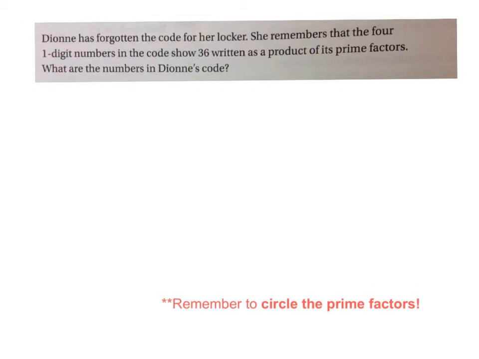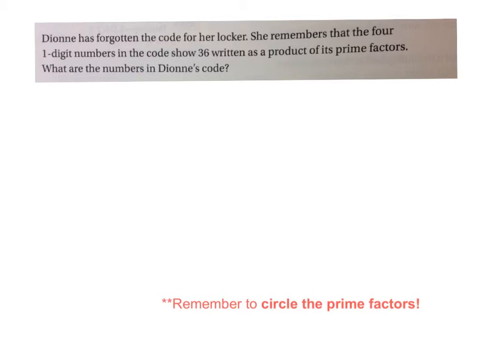In this problem, it says, Dion has forgotten the code for her locker. When you go to middle school and high school, you'll have a locker with combination codes where you have to turn the lock to unlock your locker, okay? She remembers that the 4 one-digit numbers in this code show 36 written as a product of its prime factors. What are the numbers in Dion's code?